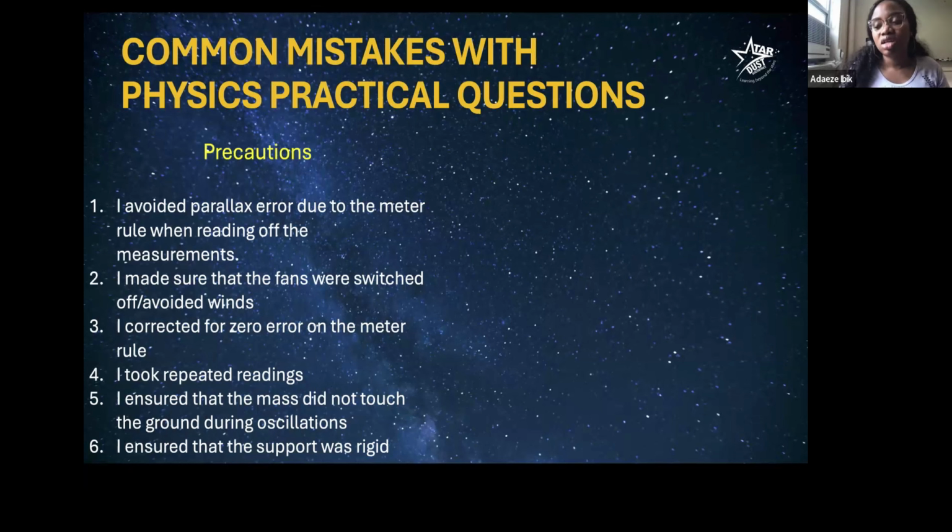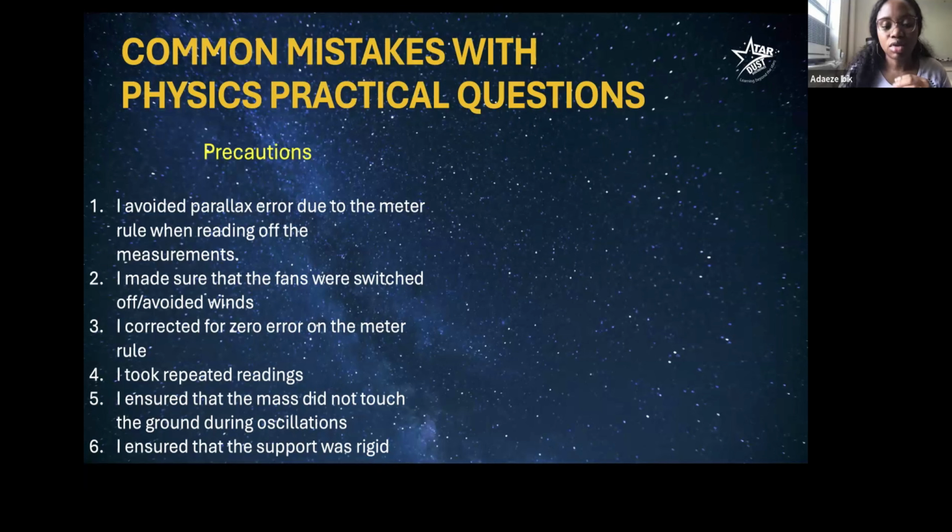Now, repeated readings. I actually mentioned this. They will find out from your table, but you should also say that you took repeated readings to avoid those systematic errors that happen also. You ensure that the mass did not touch the ground during oscillation, or maybe the ruler touching the ground. So these are some of the precautions you must take and you should write down as well.